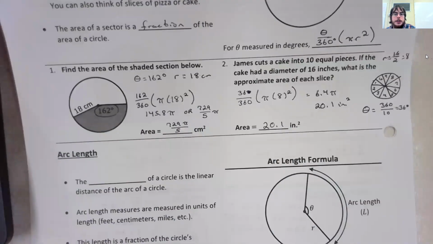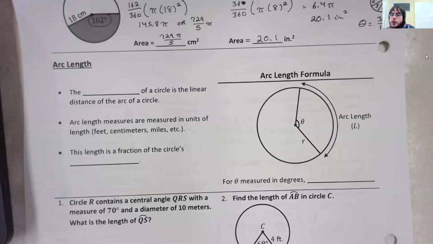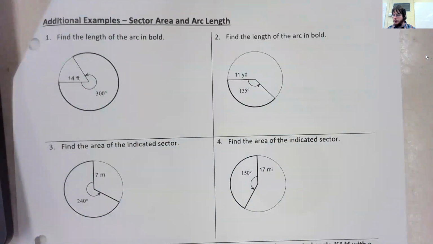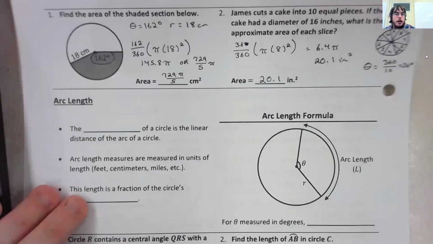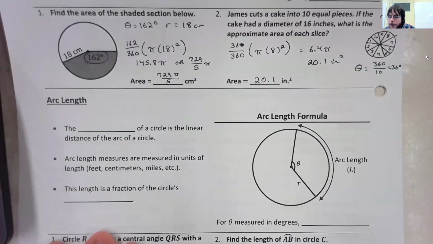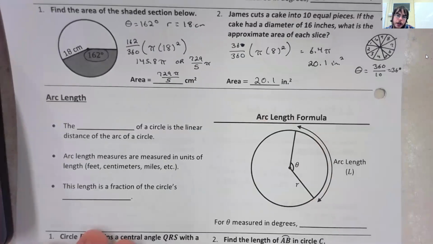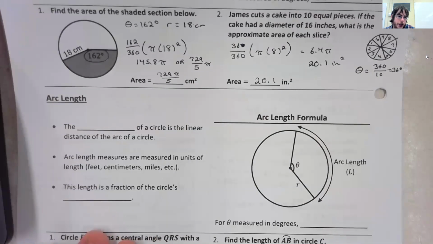All right, now let's look at the arc length, and this will be the last couple things we do today. There is a set of example problems. We will work more with those together during the next lesson. So our arc length, very similar formula to what the sector area formula is, just with a little bit of a different flavor to it.